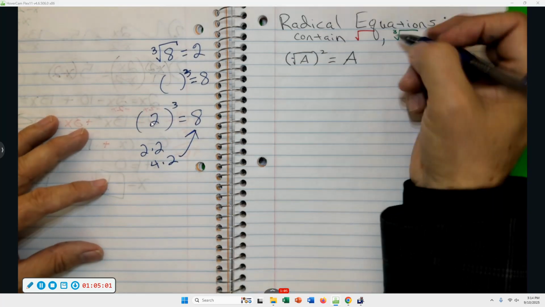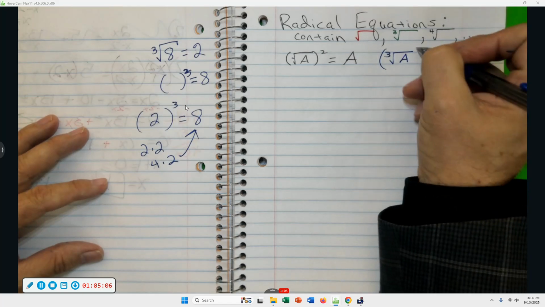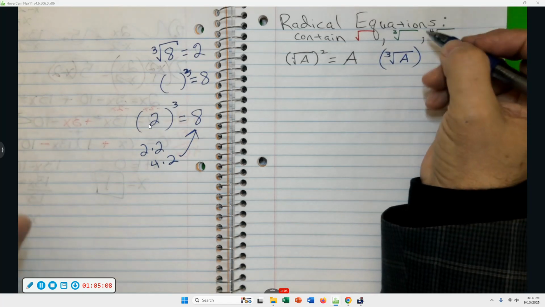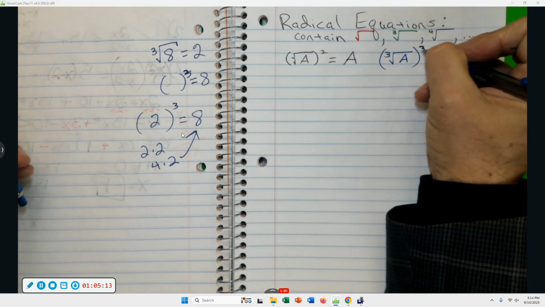A lot of times people incorrectly think 2 cubed is 6. No. No, not my students. They don't think that, okay? My students don't think that.